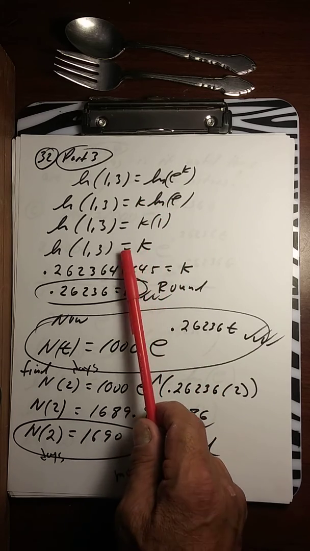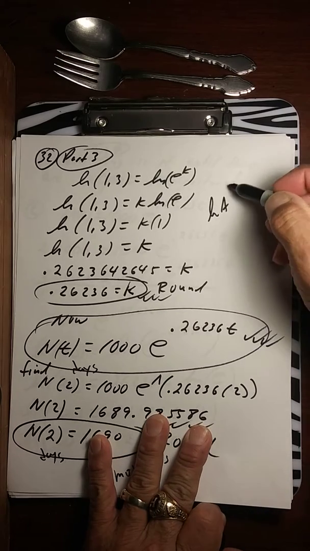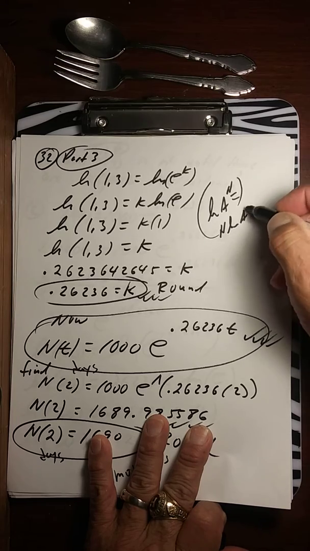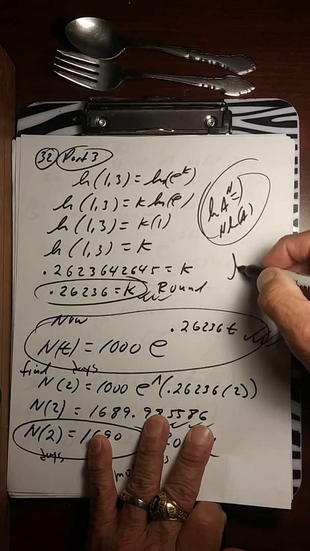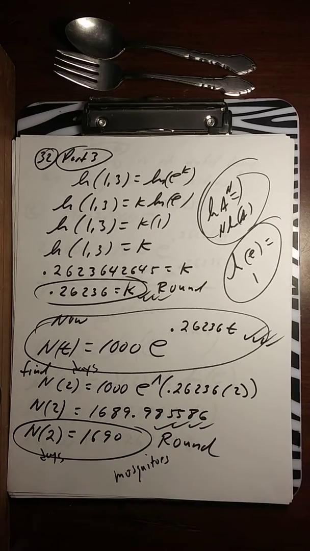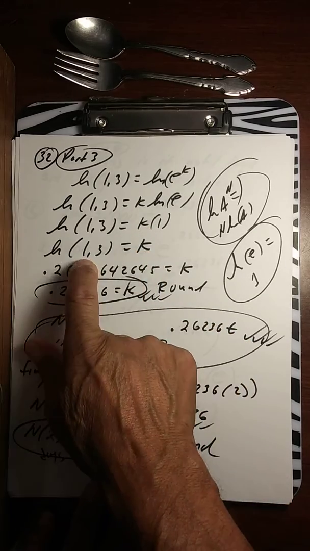So we have, let me write those formulas again. ln of A to the N is n ln of A. And ln of E is a 1. Alright, so now we have the formulas right there that we used. So we have K times 1 is K. K equals this. So how do you find that?